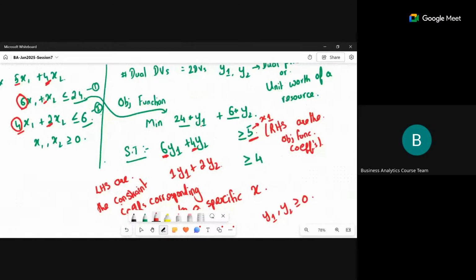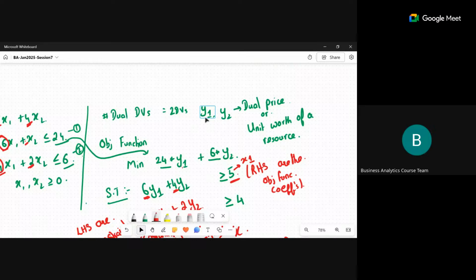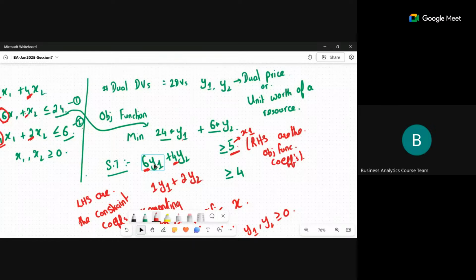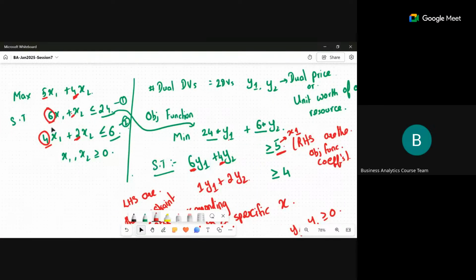Okay. What are we worried about? We are worried about the worth of resource, right? So y1 and y2 is the willingness I'm willing to pay for this resource to get it. Now, if I am willing to pay y1 for resource 1, what happens? I spend 5 rupees. I get a profit of 5 rupees if I spend that money to get that resource to make the product. I make a product and I sell it, I will get 5 rupees.